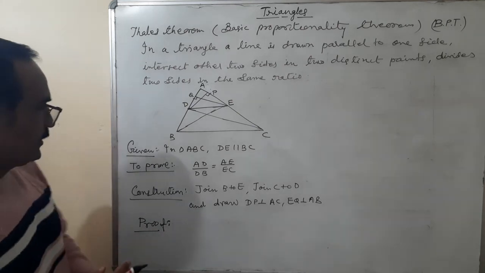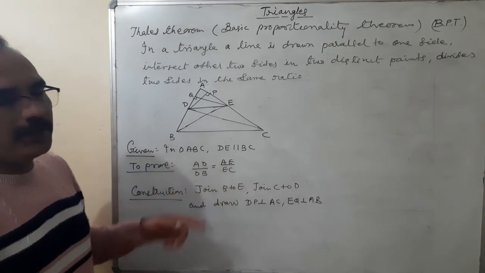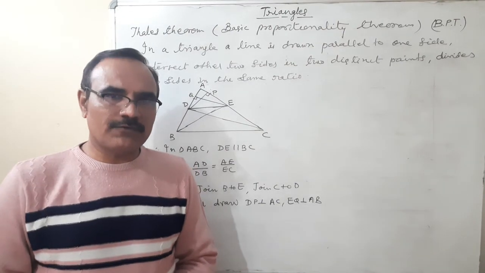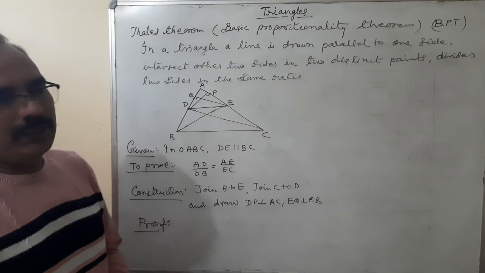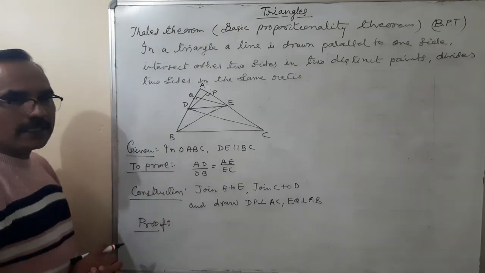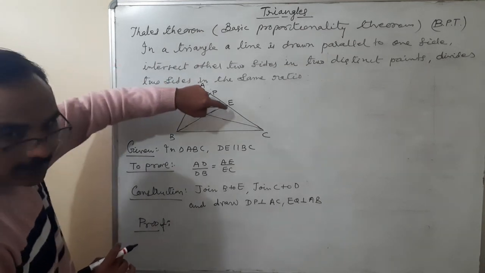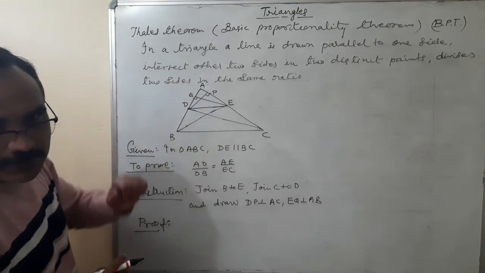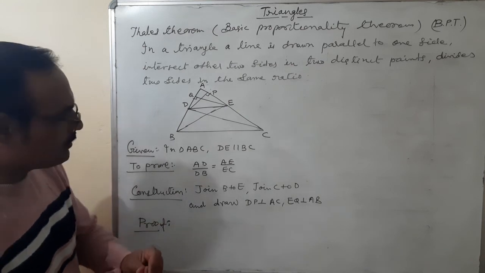So friends, the proof will be done like that. First, AD upon DB. I am going to select two triangles in such a way that their bases are AD and DB respectively. So you can see the triangle. One is triangle ADE and second I am selecting DBE. What is the reason? So that their bases are AD and DB, both coming in the form of base.